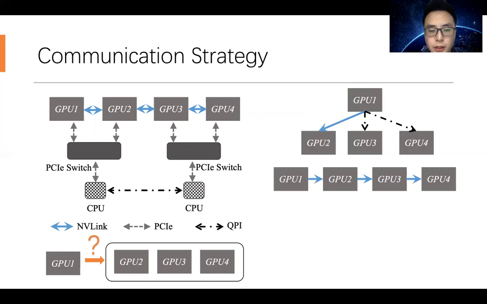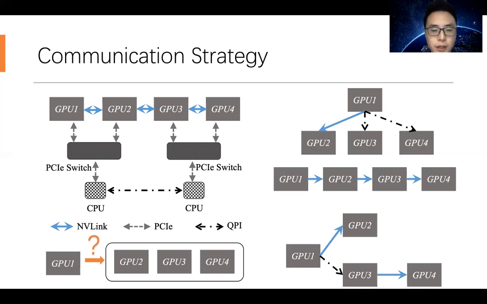Another strategy is to always use the NVLink and use GPU 2 and 3 to forward the vertex to GPU 4. A more complicated strategy may be that we send the vertex from GPU 1 to GPU 2 and 3 and let GPU 3 forward it to GPU 4. As we can see, the strategy space of a vertex is a tree, and it's easy to prove that the optimal strategy of a vertex is always a tree.